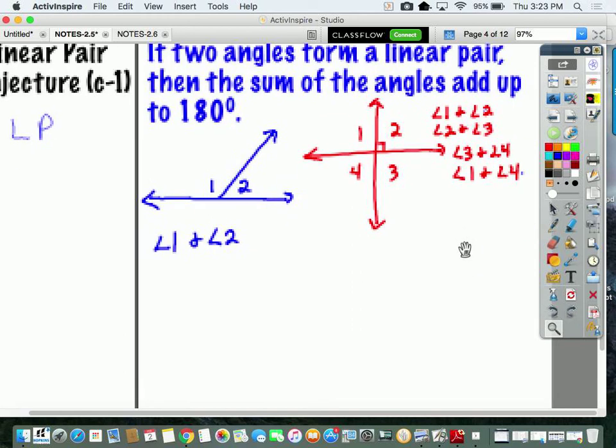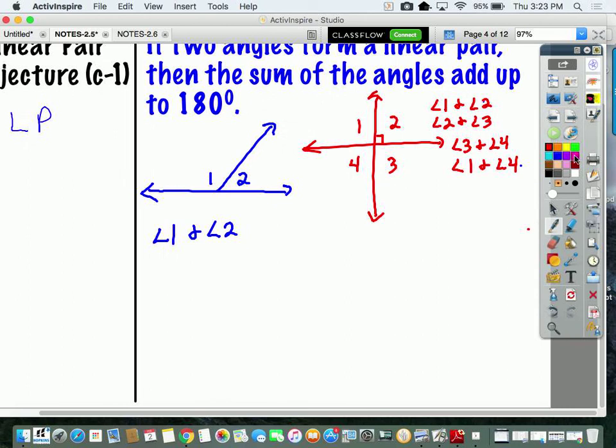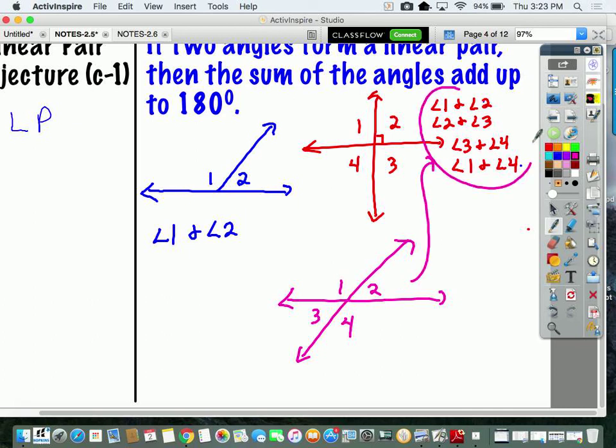Another example of a linear pair could be like this. I could have a horizontal line, and then I could still have a line that goes like this, at a slant. Again, 1, 2, 3, 4. These angles are in the same spot, and in fact, the linear pairs are going to be the same. Like 1 and 2 are a linear pair because they make up a straight line. 2 and 4 are a linear pair. 4 and 3, and 1 and 3. So any two angles that make up a straight line are considered a linear pair.